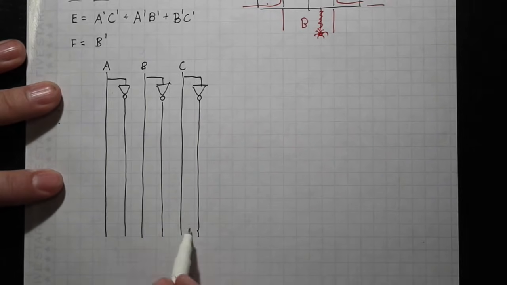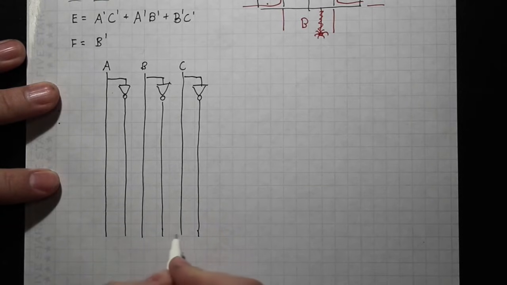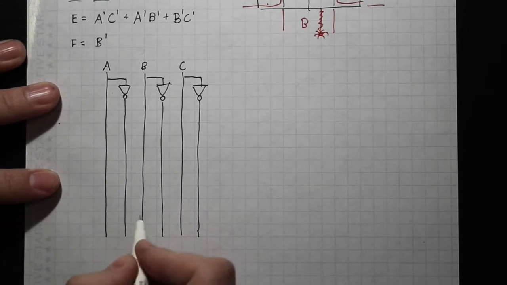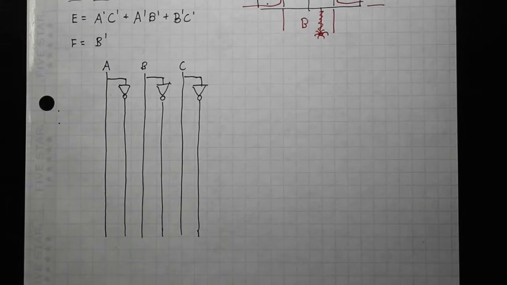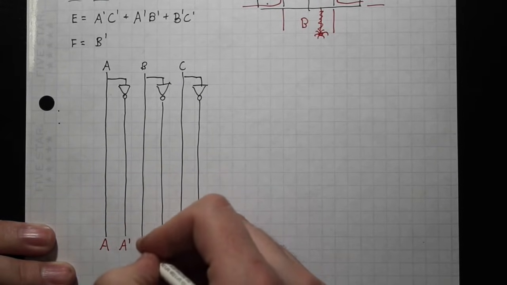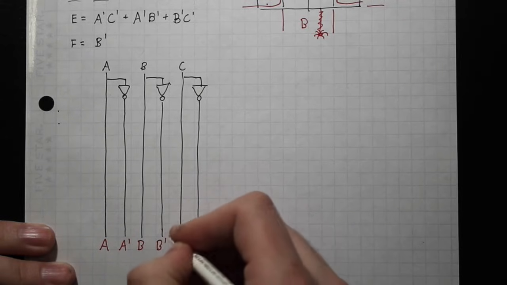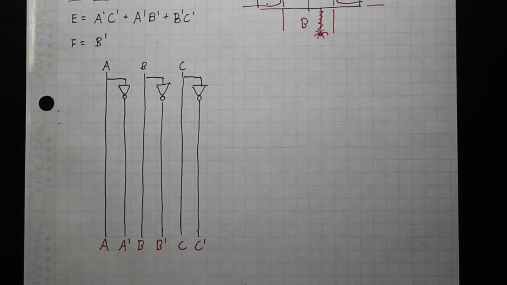So now we have 6 signal lines. These are for A, B, and C, and then their complements are here, so we have A naught, B naught, and C naught. So I'm going to go ahead and label those real quick so that we don't forget them. So I'm going to draw them down here. So we have A naught, B, B naught, C, and C naught. So this is super convenient.